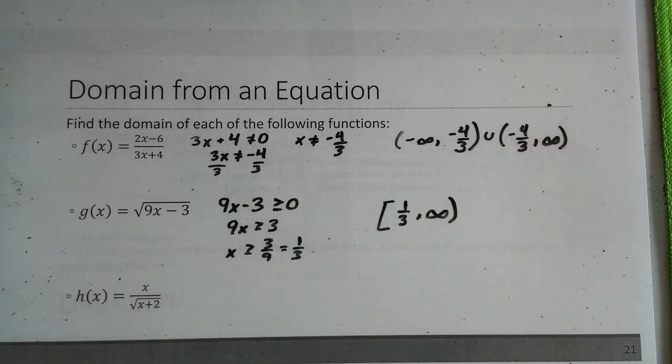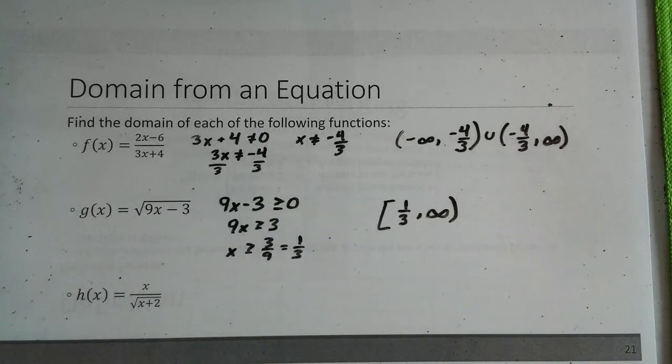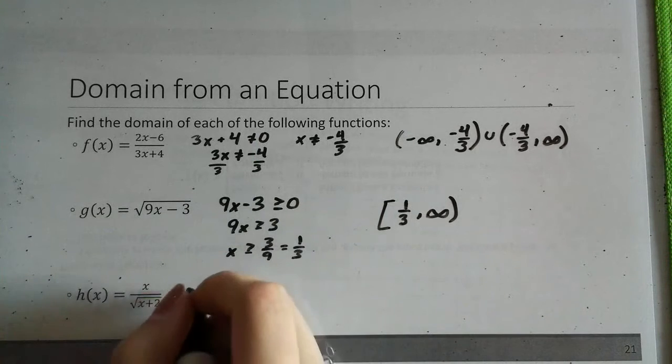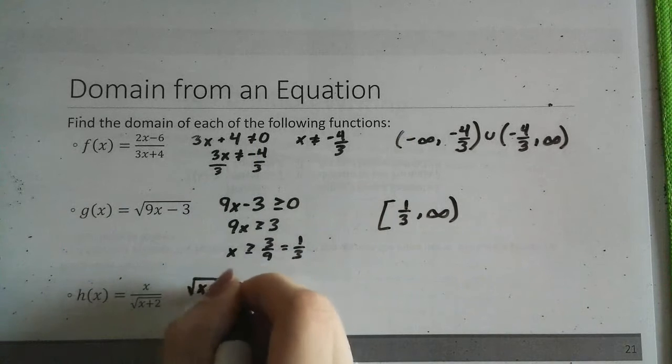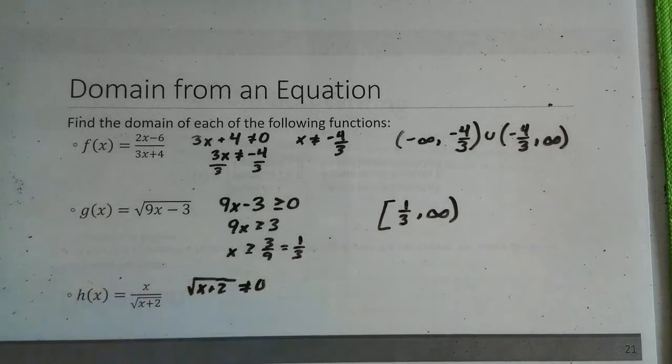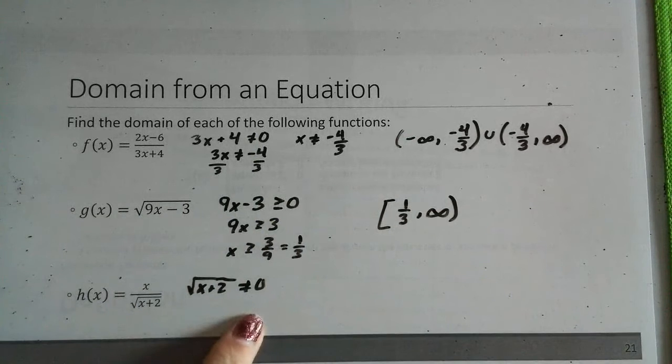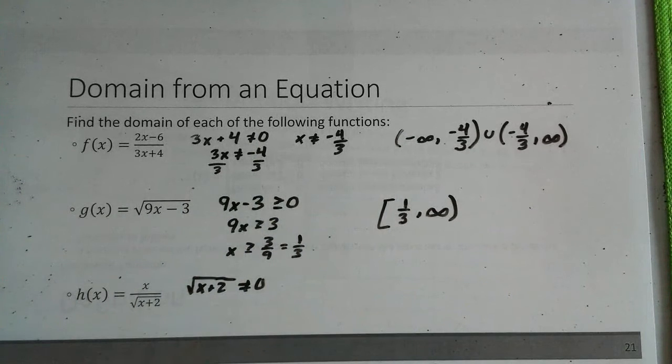In this last one, we have h of x is equal to x over the square root of x plus 2. First up, I see that there is a fraction, so I need to make sure I'm not going to divide by 0. So the square root of x plus 2, I have to make sure that's not equal to 0. Well, the square root of something is 0 if and only if the thing underneath is equal to 0. So I need to make sure that radicand, the x plus 2, is not equal to 0 itself.